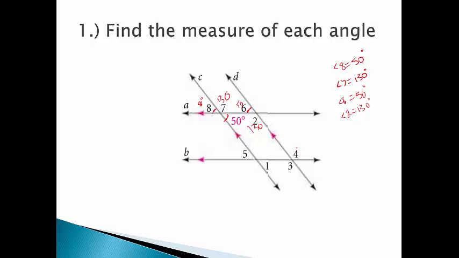Then I look at 2 and 4. They are also alternate interior angles. They're on alternating sides of transversal D. They're in between A and B. And alternate interior must be congruent. All these lines are parallel, so everything's got a relationship. So angle 4 is 130, and so is angle 3, because they're vertical.